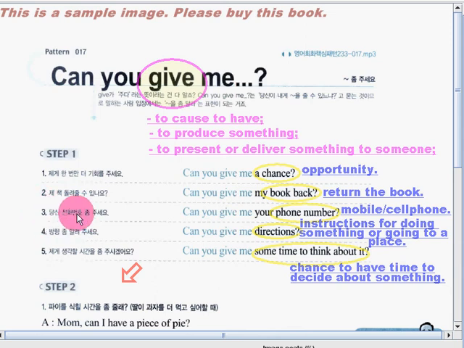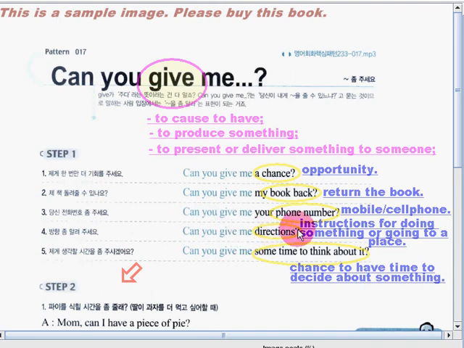Now, number 3. Can you give me your phone number? Of course, you already know what a phone number is. It can be your mobile or cell phone number. So this is a polite way of asking for the phone number of someone.